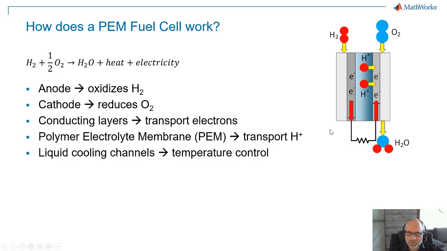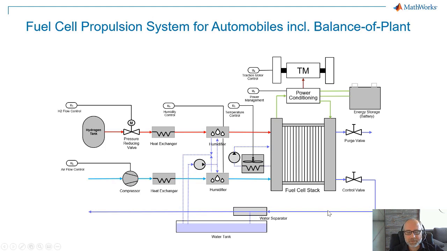Well, let's have a look at how such a whole system looks. That's a fuel cell system, including the balance of plant. These are all the additional components around the fuel cell stack. So here's the stack. And then we have, for example, a hydrogen tank here. We have valves to reduce the pressure. We will have heat exchangers. We have a pump here for the airflow, especially for the oxygen path.